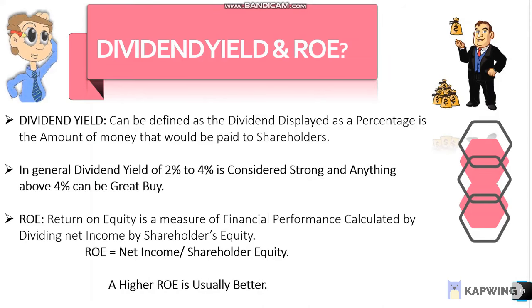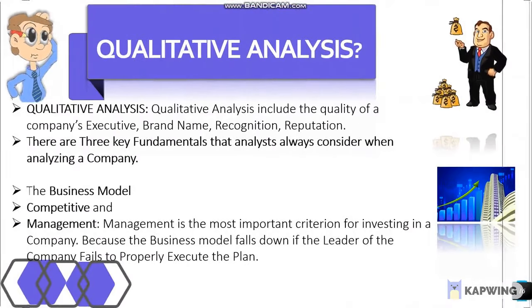And the next thing is, having good management is the most important criterion for investing in a company, because the business model falls down if the leader of the company fails to properly execute the plan. So the most important thing about qualitative analysis is the management.